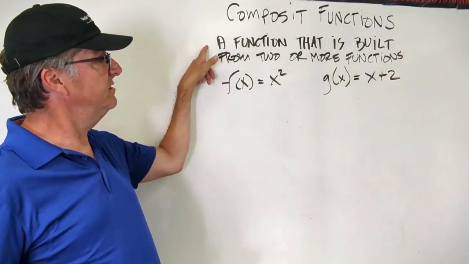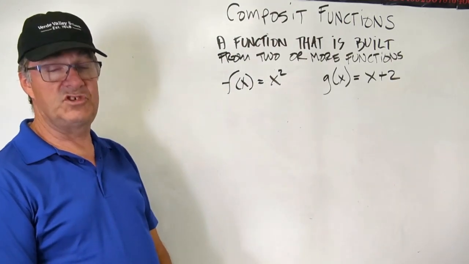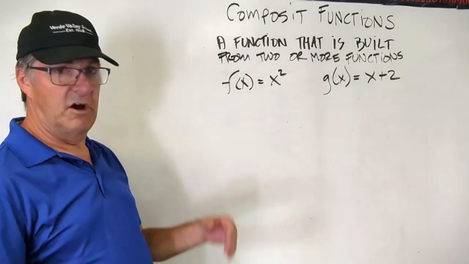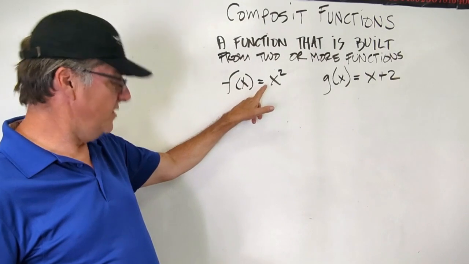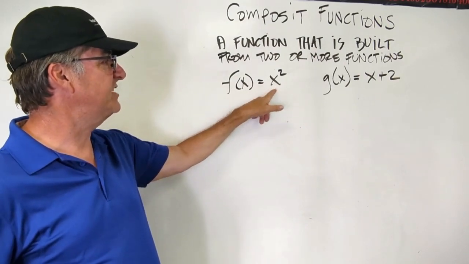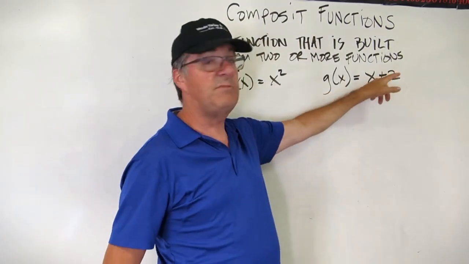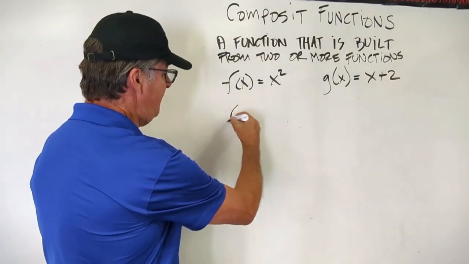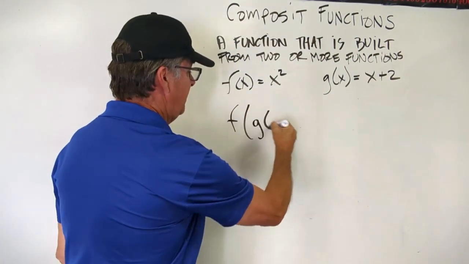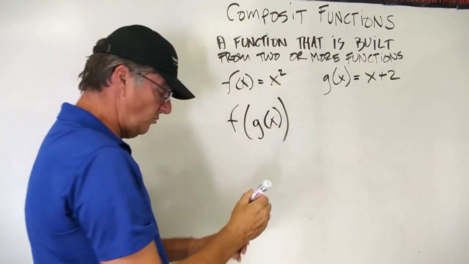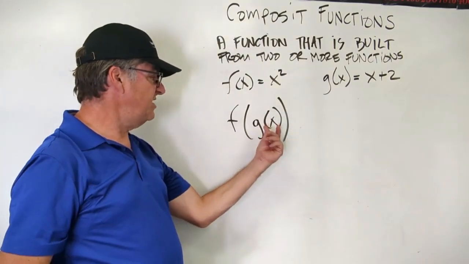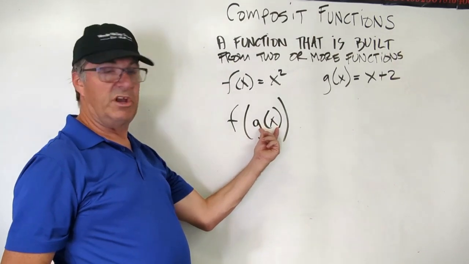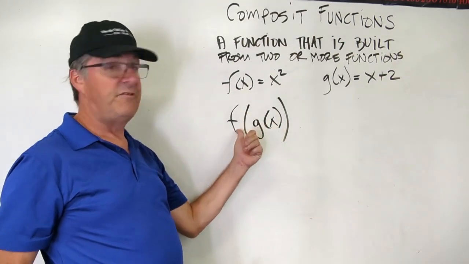So here's our definition, a function that is built from 2 or more functions. And okay, let's start this by looking at 2 functions. Here we go. We've got f of x is x squared, and we've got g of x is x plus 2. So here's some notation coming at you. We could write f of g of x. So what we're saying is we're going to take g of x, but whatever this is, we're going to also run it through f of x.